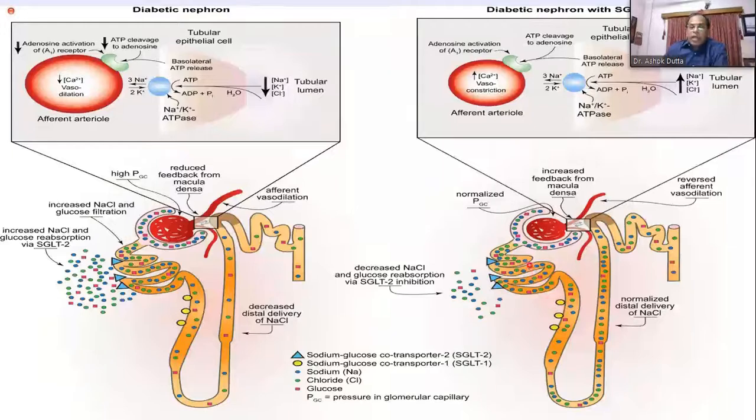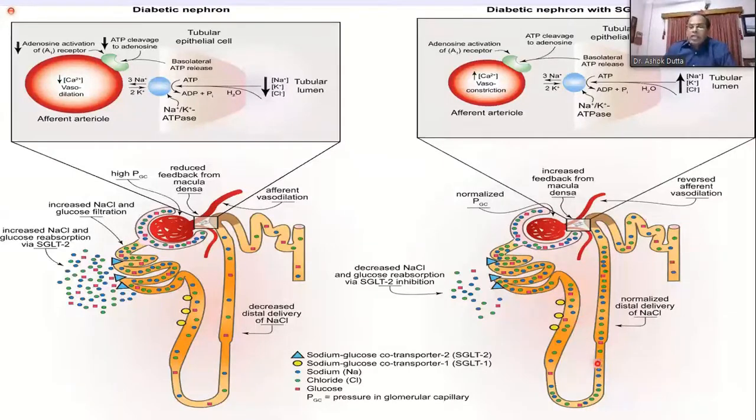On the other hand, when a large amount of solute goes into the loop of Henle, active absorption is enhanced here, so more oxygen is consumed and hypoxia happens in the tubules. And renal tubular hypoxia increases the secretion of erythropoietin. So that is helpful to stimulate hemoglobin synthesis.